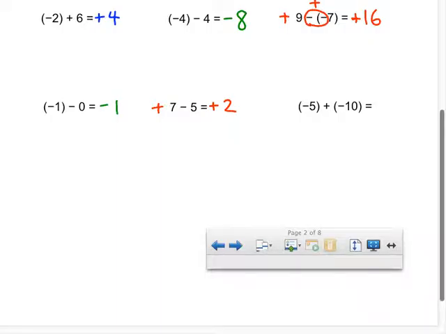Okay, last problem. And then we're going to see how this applies to what we've been working on this unit. So who can walk me through this one? Lopez, can you walk me through this?